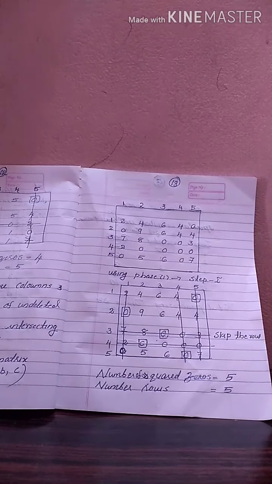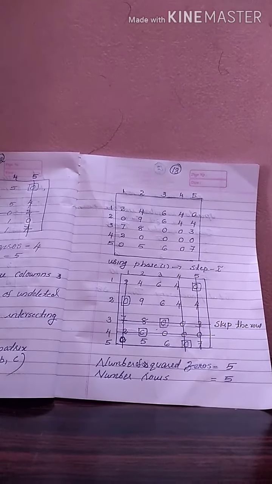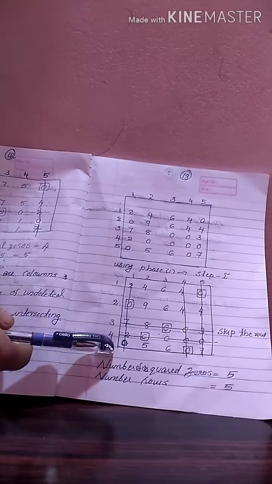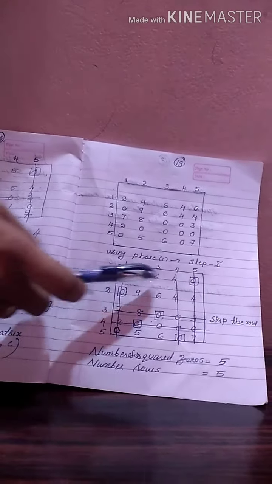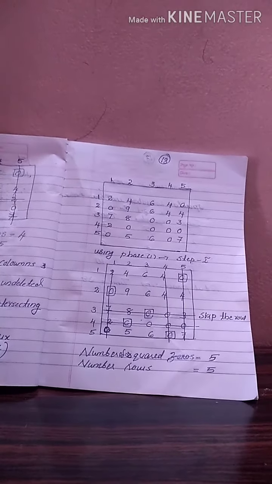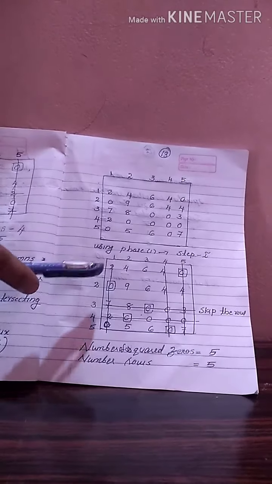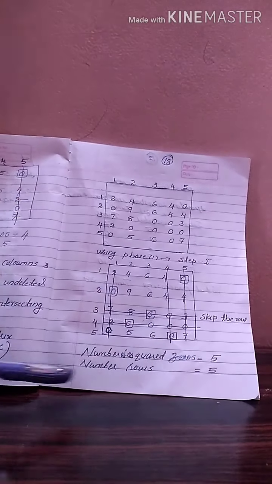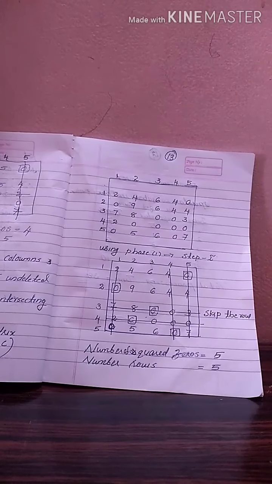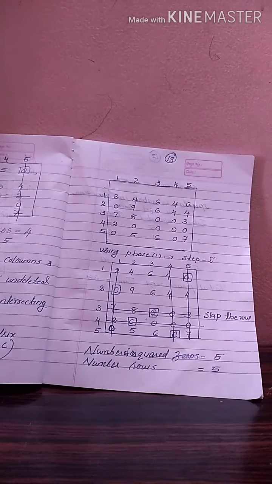Then column scanning. After column scanning, we get this matrix. The number of squared zeros is equal to 5 and the number of rows is equal to 5. The number of squared zeros is equal to the number of rows, so the problem is over.